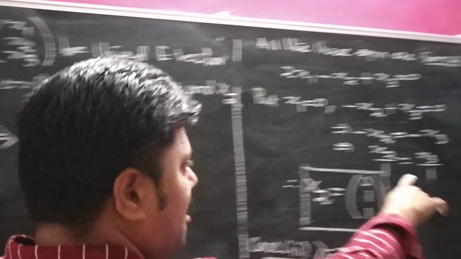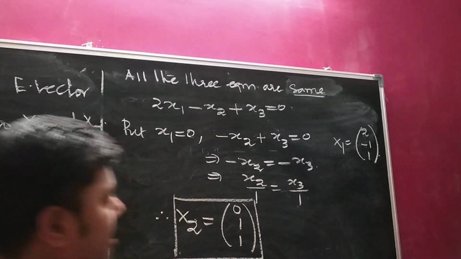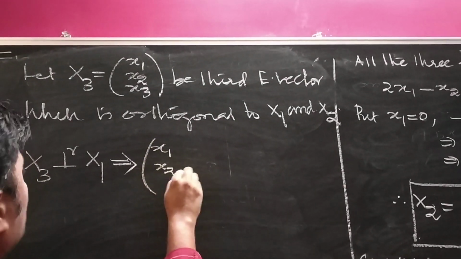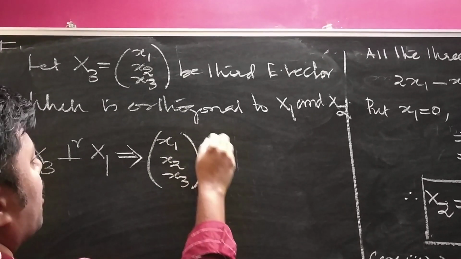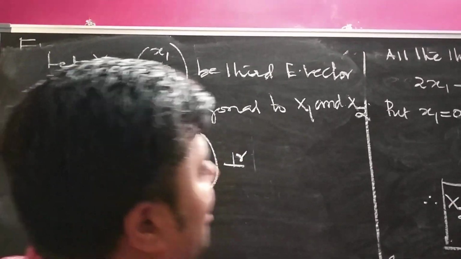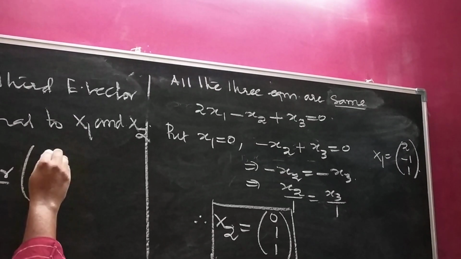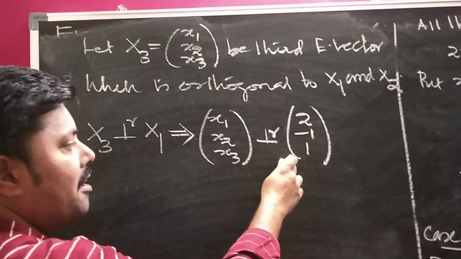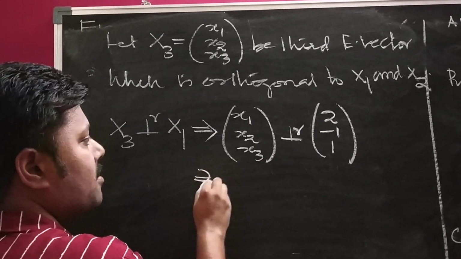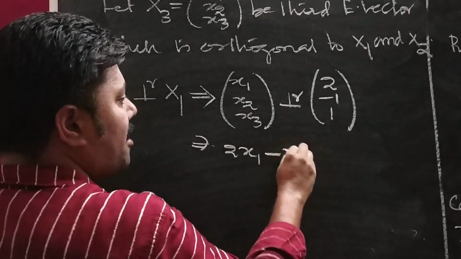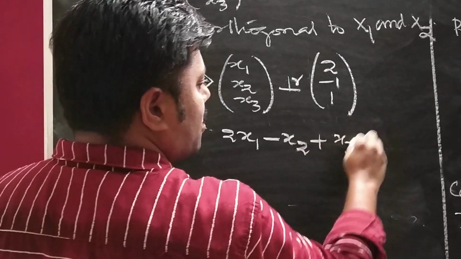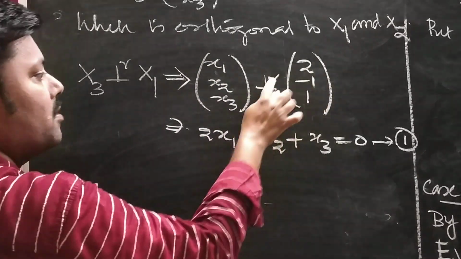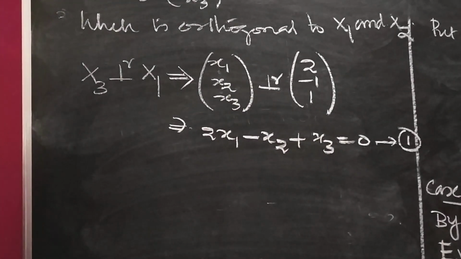What is x1 eigenvector? 2, minus 1, 1, right? So x3, which is x1, x2, x3, is perpendicular to x1. What is x1? 2, minus 1, 1. So A is perpendicular to B, A dot B equal to 0. That is the meaning: 2x1 minus x2 plus x3 equal to 0. Let it be equation 1. Right? Just multiply 2 into x1 minus x2 plus x3 equal to 0.